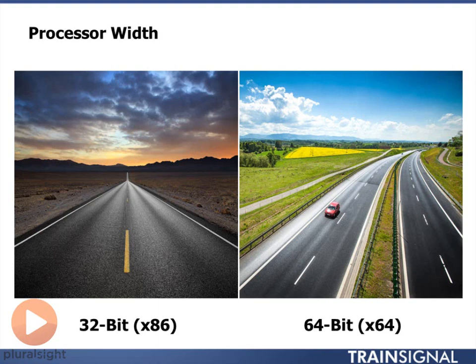Now, I will tell you that there are two common widths available in today's processors. We have 32-bit processors and we have 64-bit processors. And one thing I want to point out real fast, a quick little side note, a little bit of a history lesson here. On the left we have 32-bit, and next to it it says x86. And then on the right we have 64-bit, and it says x64.